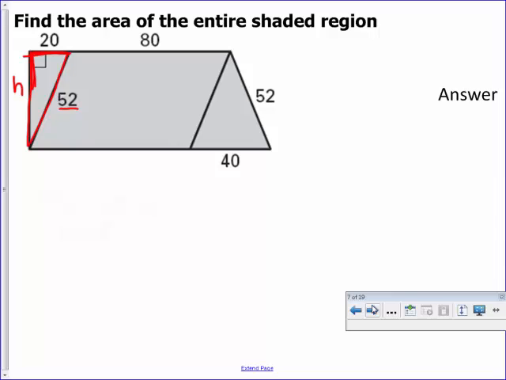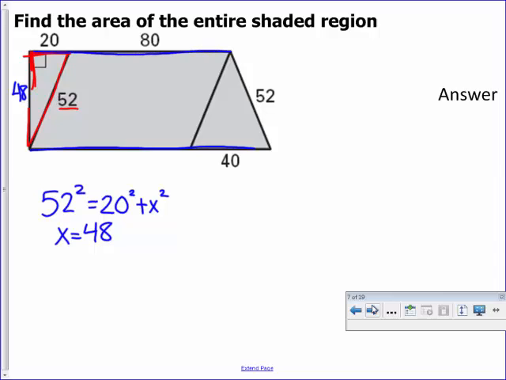So 52 is your c, and then you have 20 squared plus x squared. So 52 squared equals 20 squared plus x squared. When you solve that, you should get your height to be 48. So I'm going to put my height here. Now, if you notice, in this shape the height is actually the same throughout. So I'm going to put the height here as 48, and also in my parallelogram the height is going to be 48. So now I'm going to have to do three different formulas for the area.